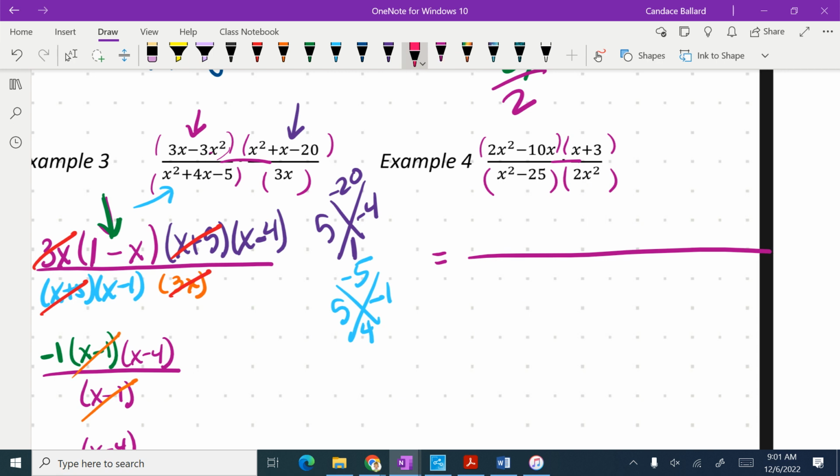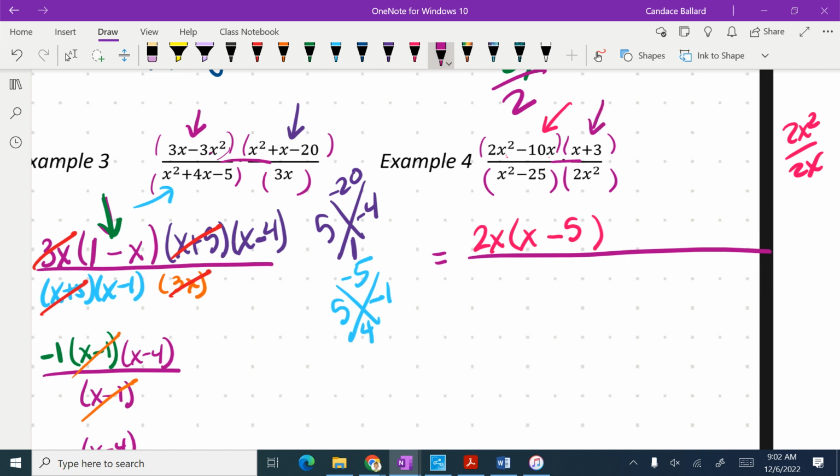All right, what's the very first thing I look for when I factor? Greatest common factor. Is there a greatest common factor there? 2x, perfect. All right, what do I get when I divide out 2x from 2x squared? Just an x, right? Think about it this way, 2x squared over 2x. What happens? Okay, what's left? All right, when I divide negative 10x by 2x, what do I get? Good.